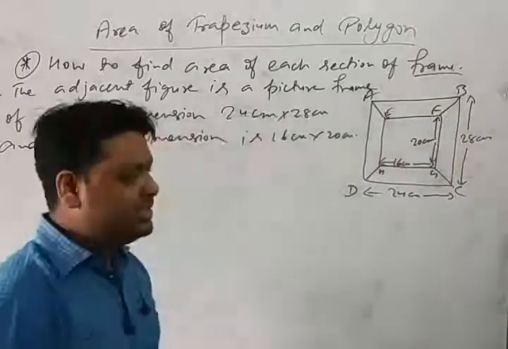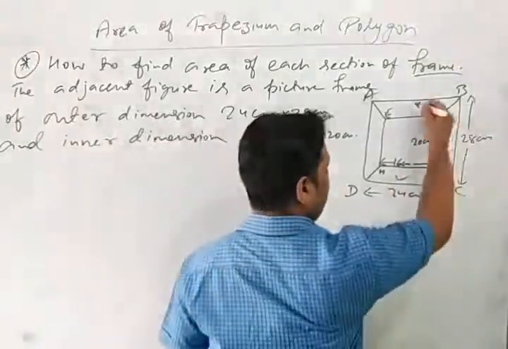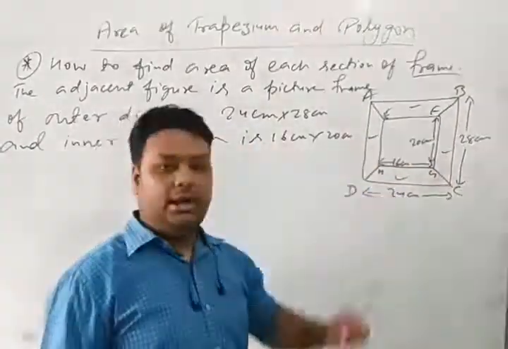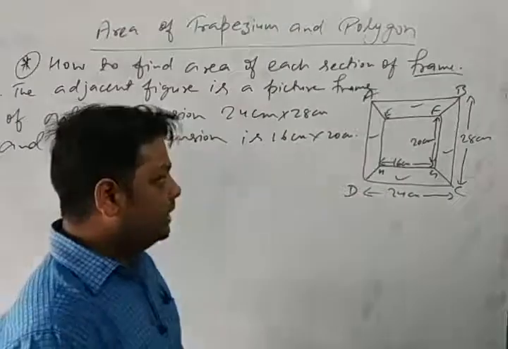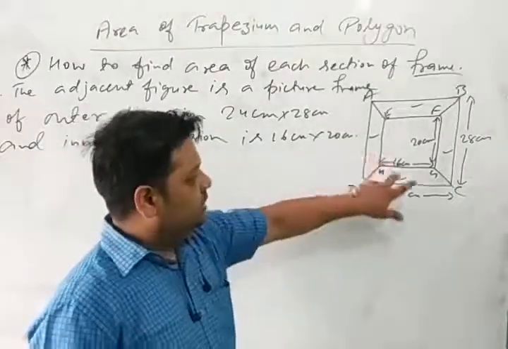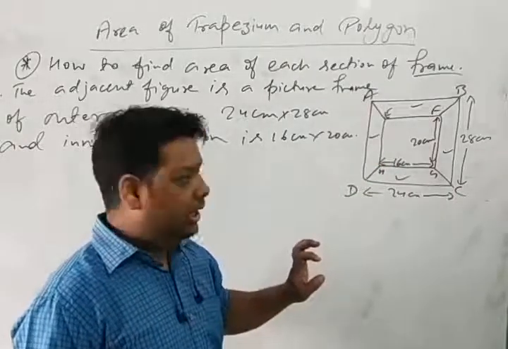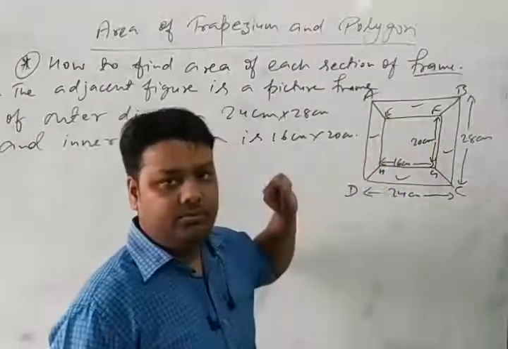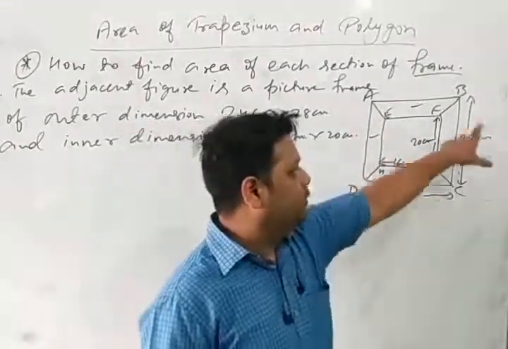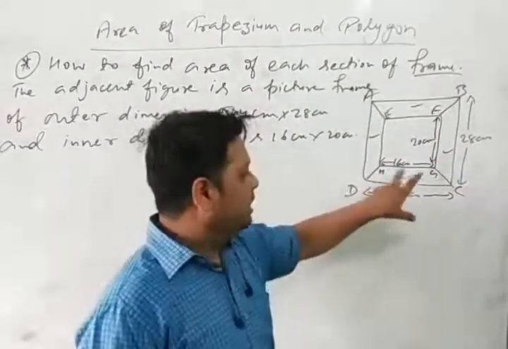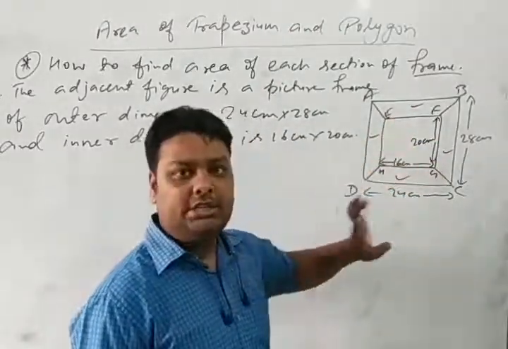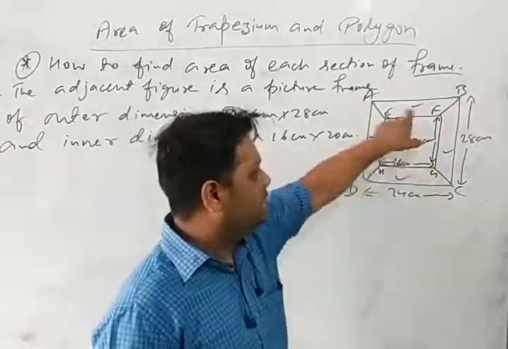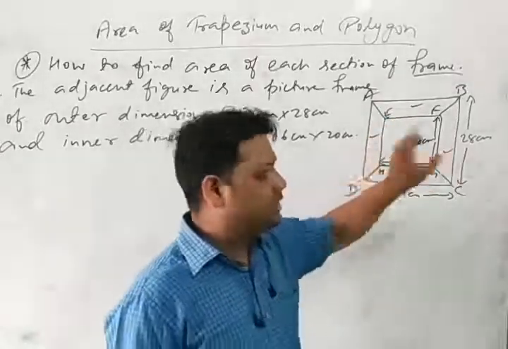Now you can see that all these sections are looking like a trapezium shape. But are all the sections the same? No. If all the sides of the frame were the same, then all the sections would be the same. But here you can see here 24 and here 28. It means all the trapezium shaped sections are not the same. Only opposite sections are the same. That is, the area of this section and the area of this section is same, and the area of this and the area of this section is same.